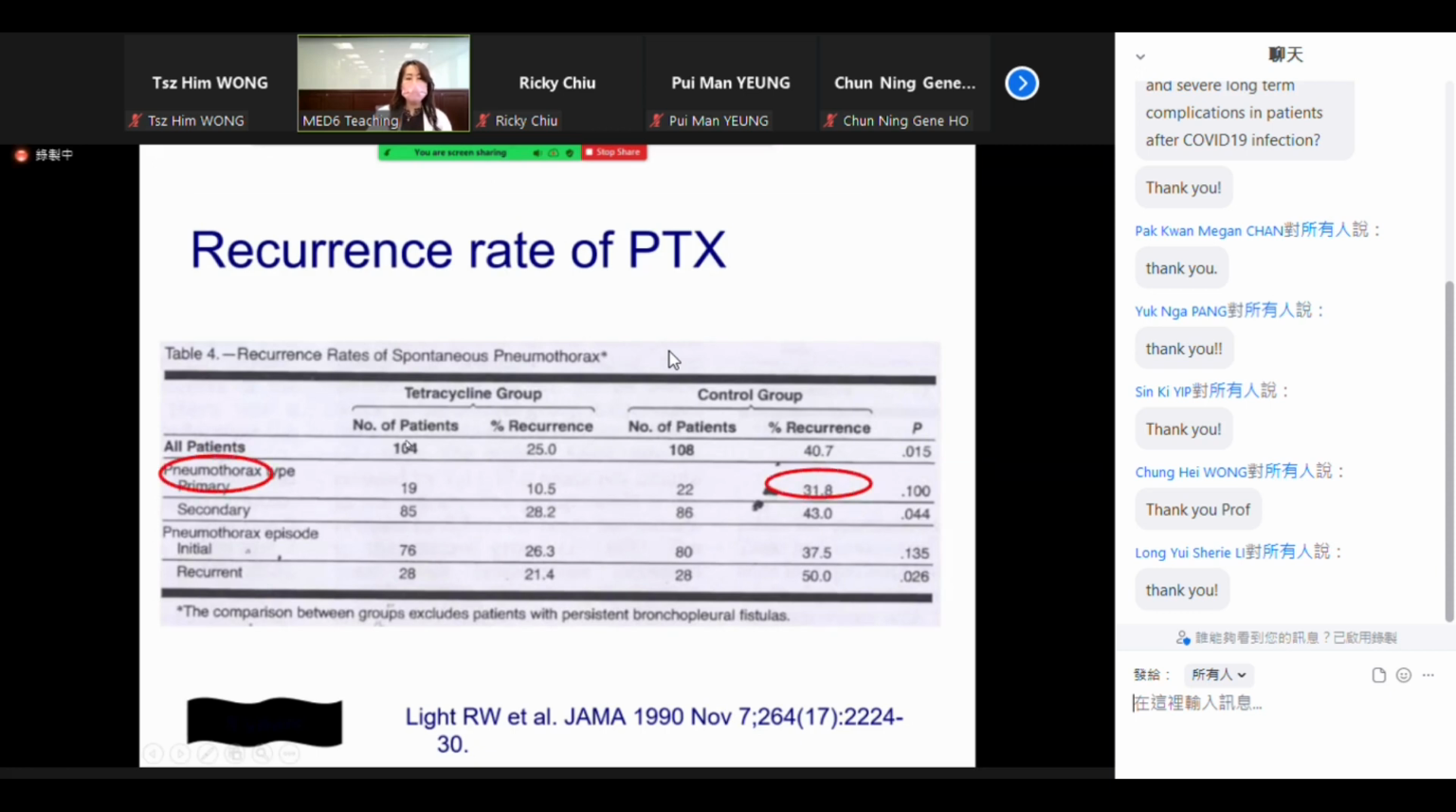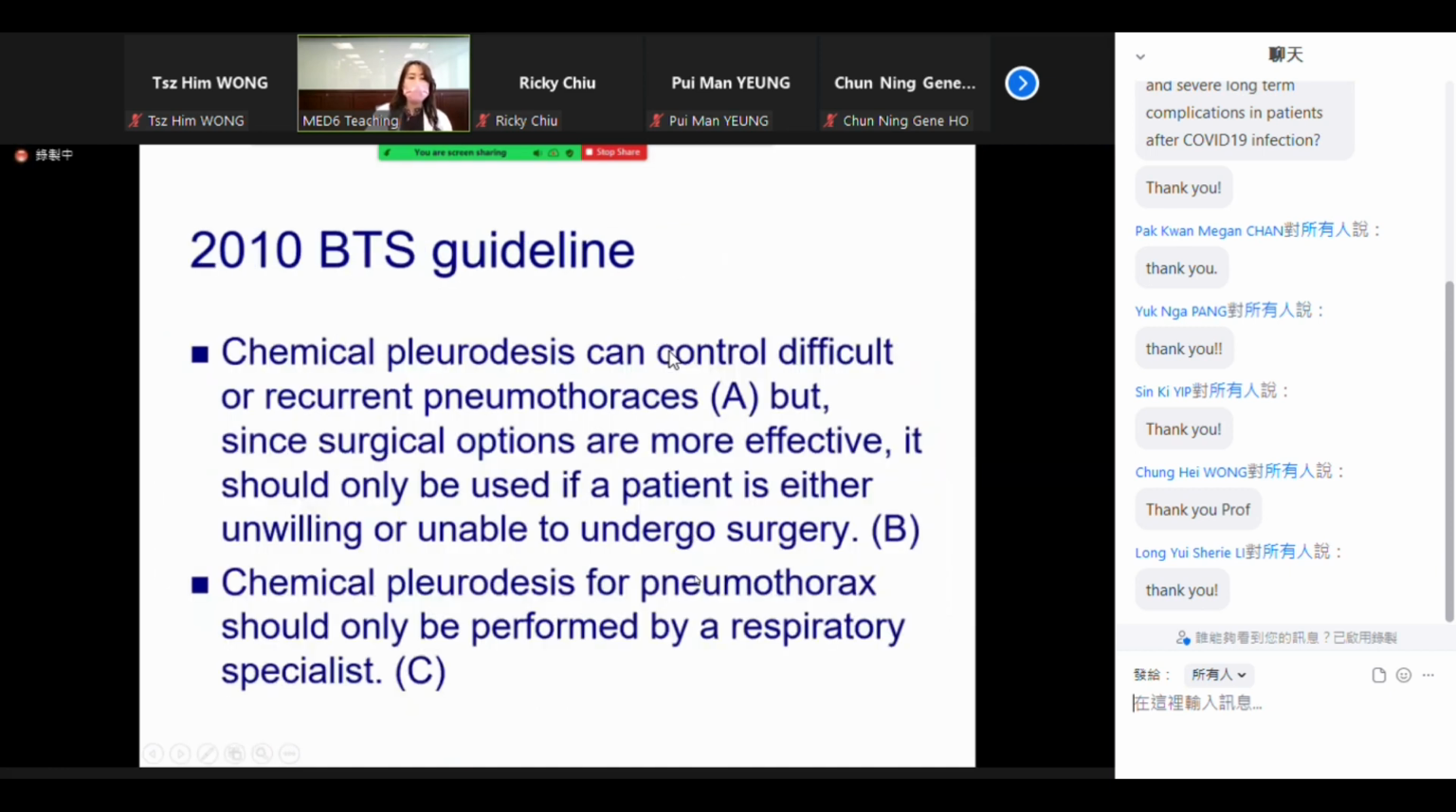So this shows the recurrence rate of primary pneumothorax is around 30%. But for the secondary pneumothorax, it's more than 40%. So how to prevent recurrence? For both primary and secondary pneumothorax, surgical treatment is the option for prevention of pneumothorax. But sometimes the patient is old and not a surgical candidate, then we will consider chemical pleurodesis.